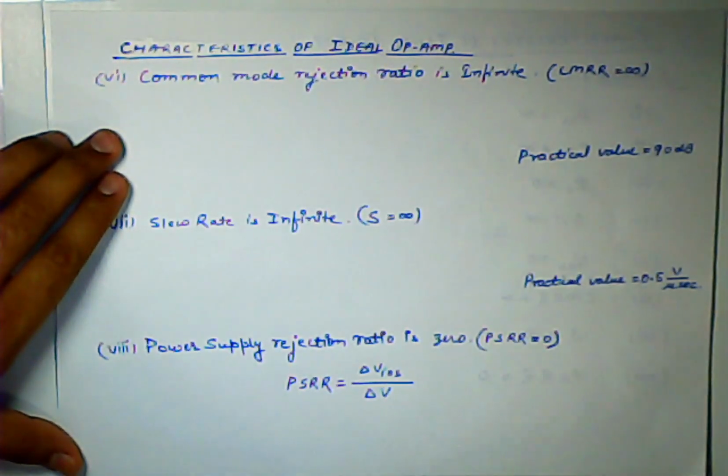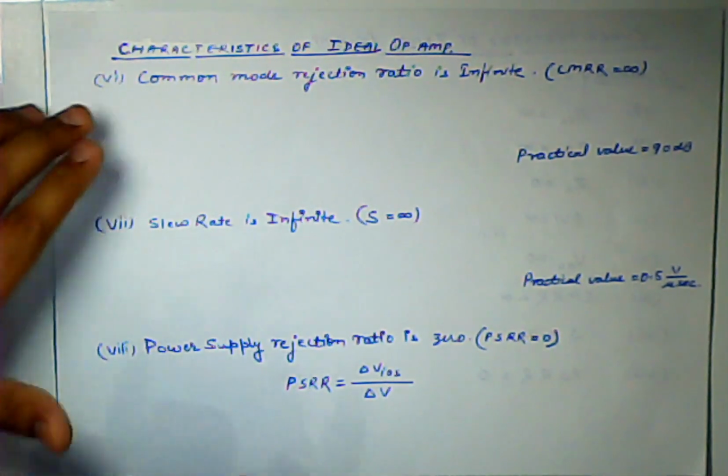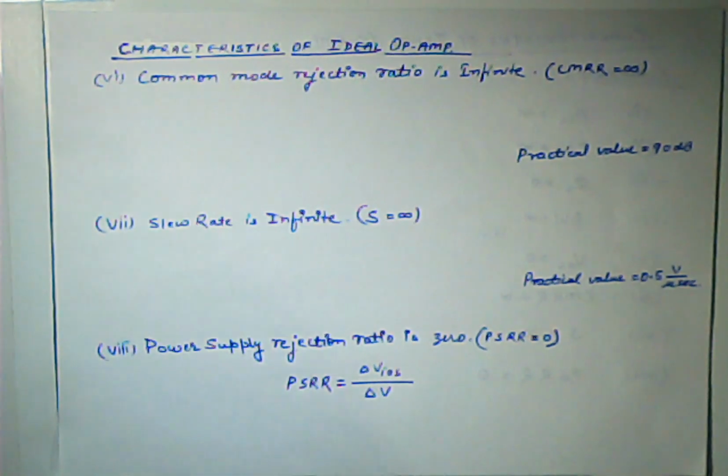Next is common mode rejection ratio is infinite. What is common mode rejection ratio? It is a very beautiful property of op-amp. What is this?